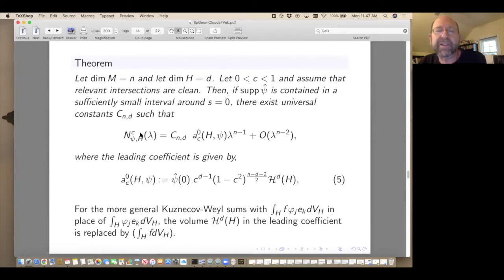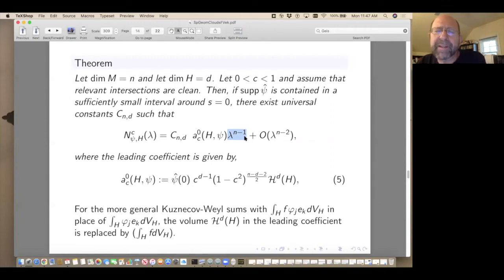And we find that the Kuznecov-Weyl sums are universal. They don't care about the metric. They don't care what kind of submanifold you have. You always get a certain coefficient, and it's times lambda to the n minus 1.